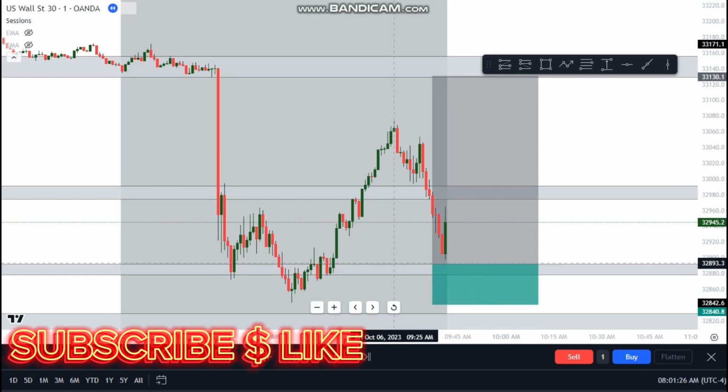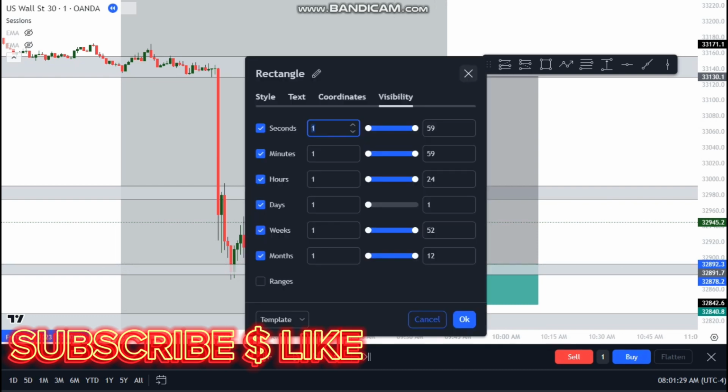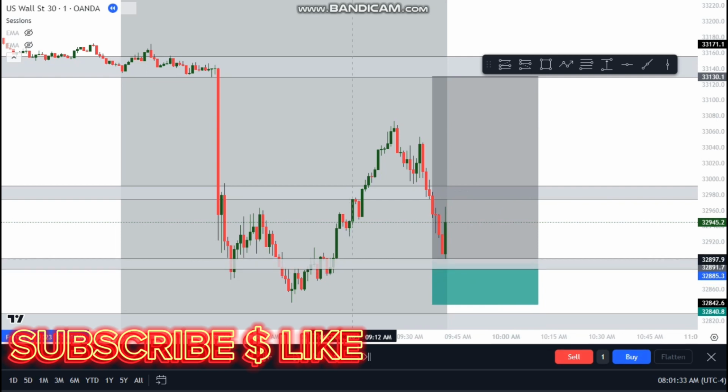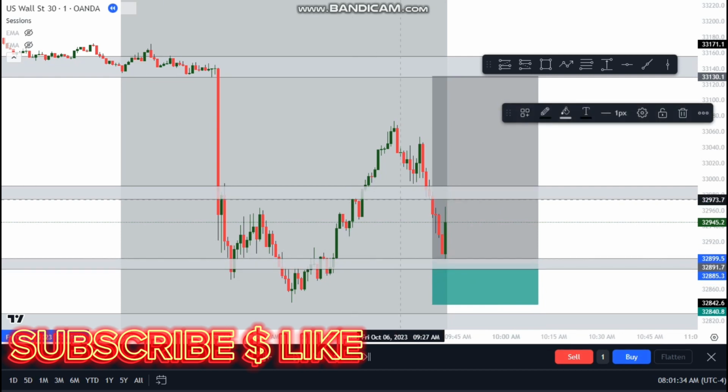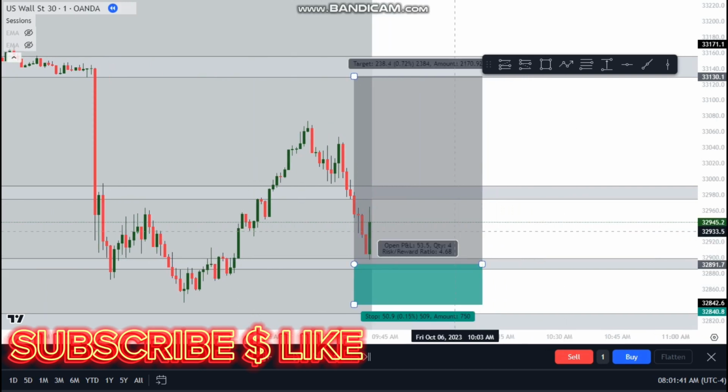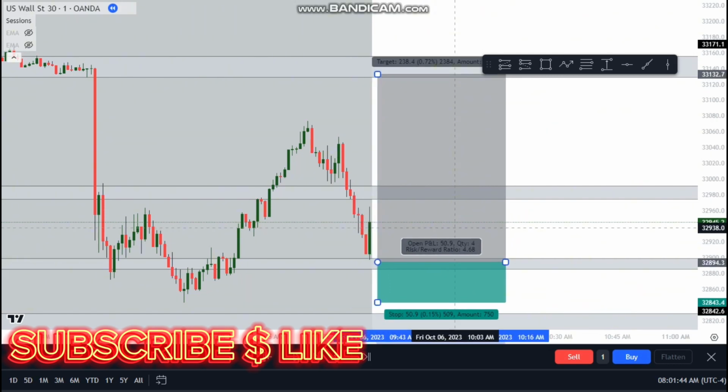Sorry, I made a mistake at first. This zone here was around this area, the 32,900 psychological level. That was where it was. And the market just came to it, rejected off it, then went all the way to the upside. But there was later a comeback again to that zone.